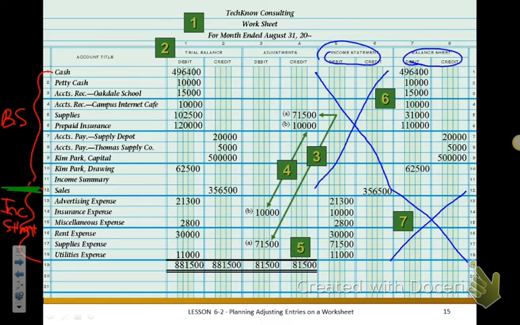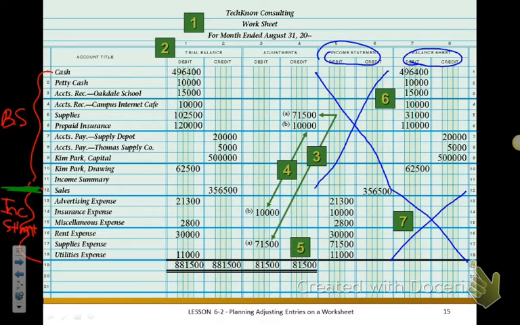Your sales down are your income statement accounts. See how they're in the income statement column? They're in these two columns for the income statement. So your sales down is your income statement accounts. All your balance sheet accounts are your assets, your liabilities, and your owner's equity. Write that down. Assets, liabilities, and owner's equity are your balance sheet accounts. Sales and expenses are your income statement accounts. Okay?